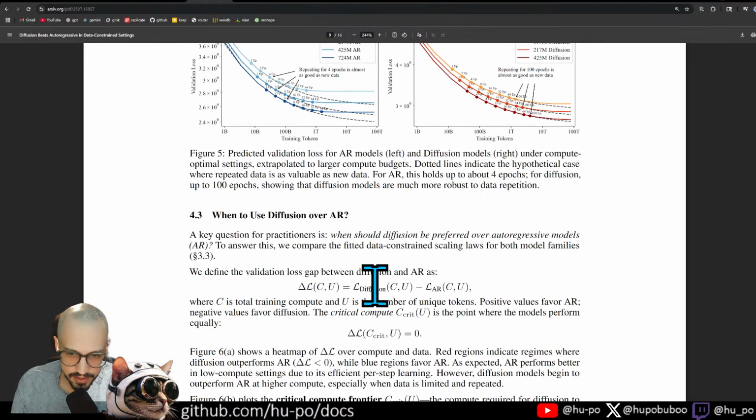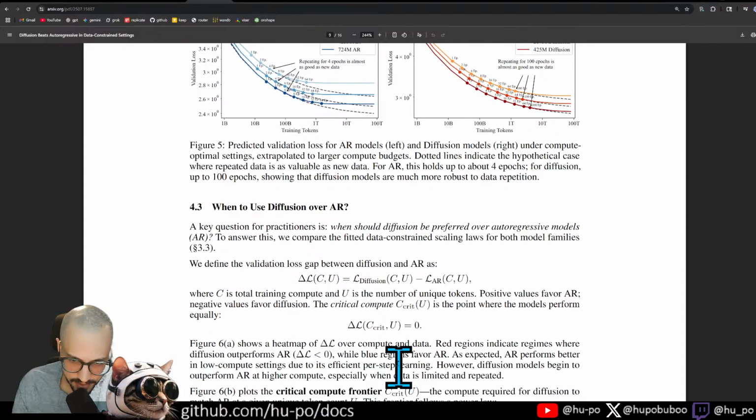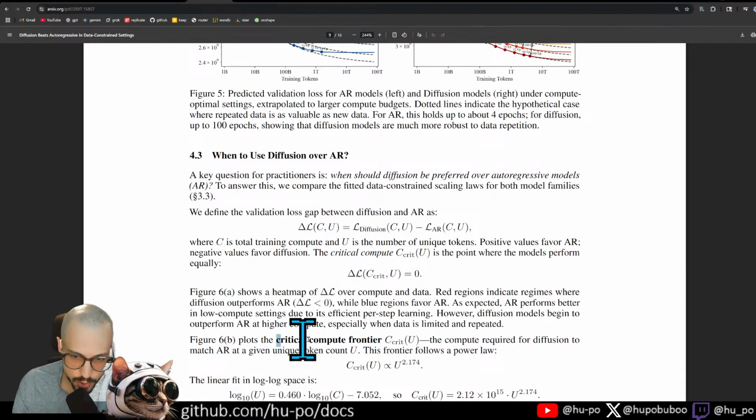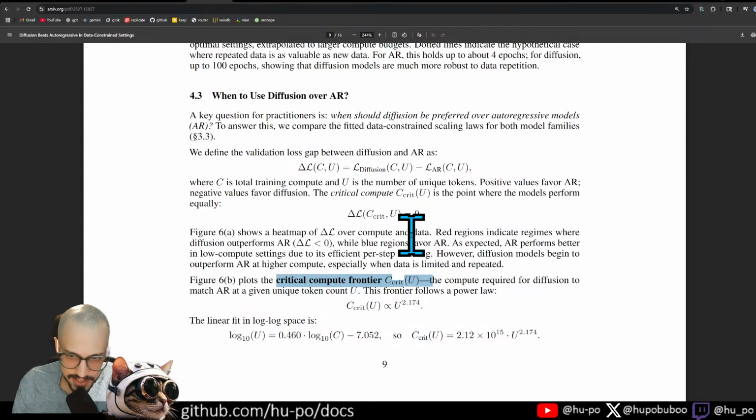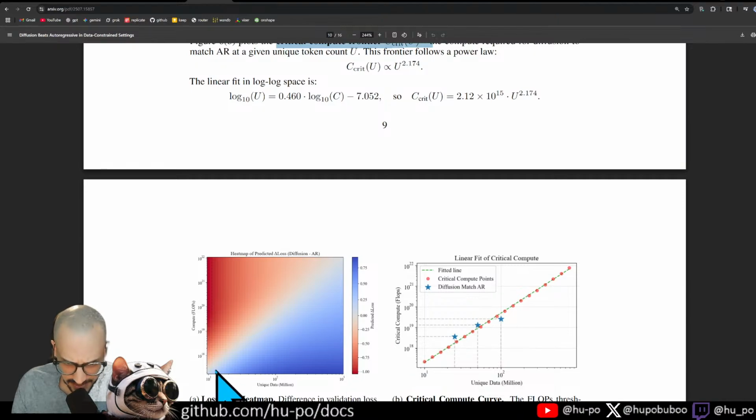Okay. And then here's the kind of Chinchilla scaling law, or diffusion scaling law, whatever they call it. Here's the diffusion scaling law, which is basically this notion of a critical compute frontier, the compute required for diffusion to match autoregressive at a given token count. So you plug in the size of your model and the amount of tokens that you're going to train on, and it'll give you this nice little plot where you can say, okay, if I have 10 to the 8 data points and I want to train 10 to the 22nd compute FLOPs, I should probably use a diffusion model.